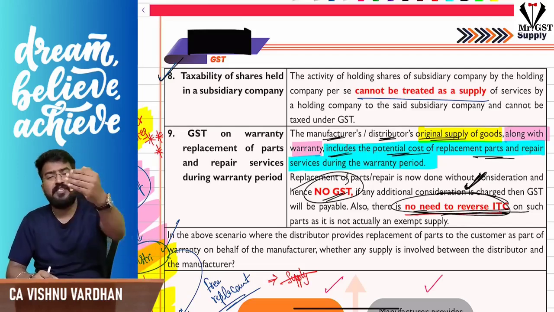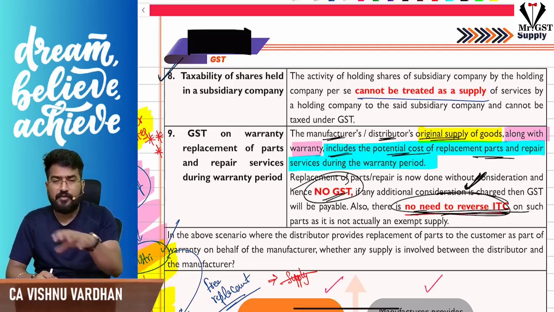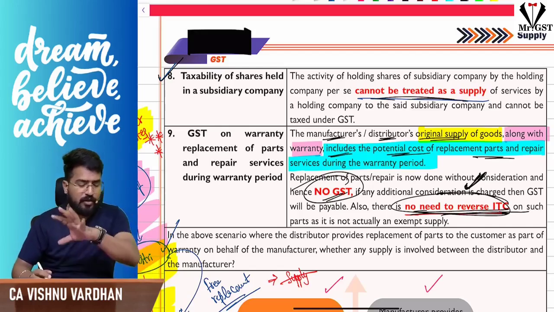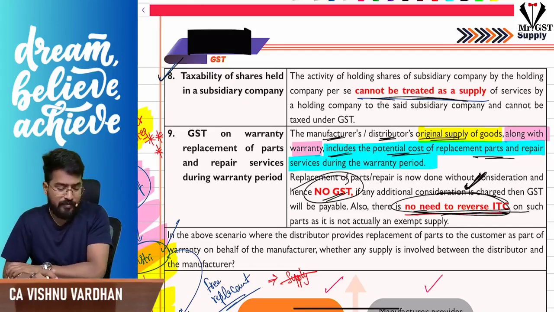No, you are providing something to your subsidiary company, goods or services, that will become supply. Mere holding of securities doesn't become supply. So that is the concept here. Mere holding of shares in a subsidiary company doesn't become supply. So that is the point.